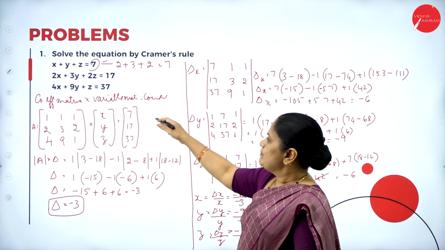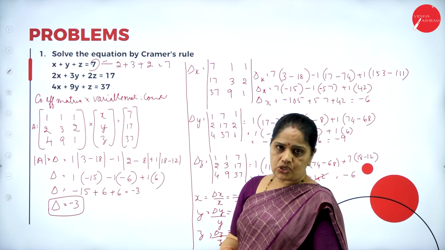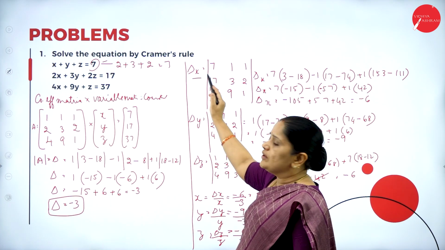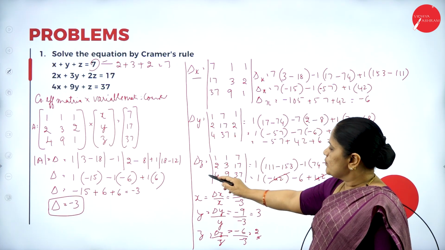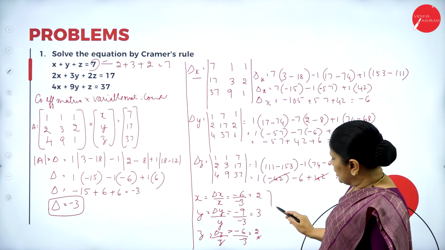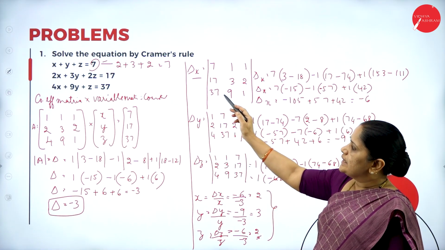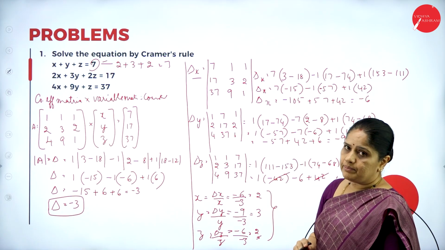So coefficient matrix into variable matrix equals constant. So we have to find the determinant A, then value of determinant x, determinant y, determinant z. So we got all the values. Substitute the values in the equation. So you get the answers of the variables.